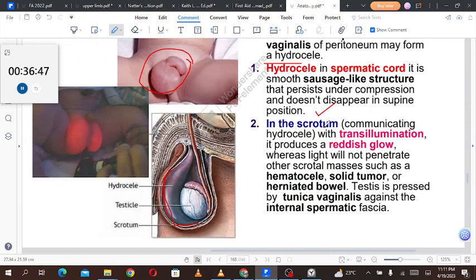In the scrotum, we are talking about the hydrocele of the spermatic cord, right? So this is the spermatic cord, and hydrocele can develop in the spermatic cord as well. A communicating hydrocele, with transillumination, produces a reddish glow, whereas light will not penetrate other scrotal masses such as hematocele, solid tumor, varicocele or herniated bowel. The testis is pressed by the tunica vaginalis against the internal spermatic fascia.